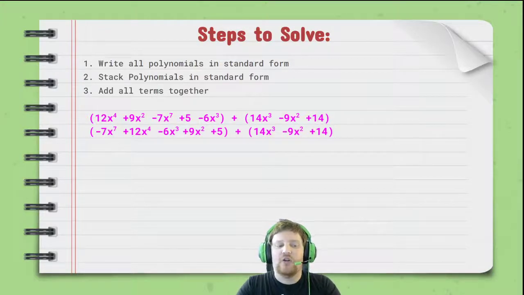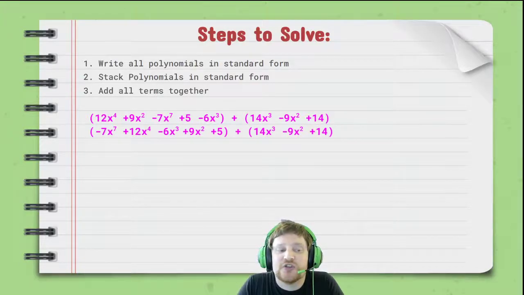And once we've got all of those, we look at the second polynomial, and we see that 14x cubed minus 9x squared plus 14 is already in standard form. It goes from largest to smallest.